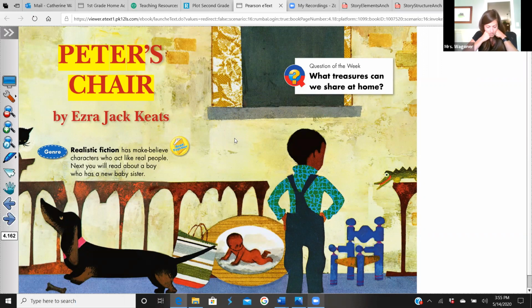I can see in the picture that Peter is looking at several different items outside his house. What do the dog, shopping bag, baby picture, little chair, and toy crocodile have in common? What would all those things have in common?